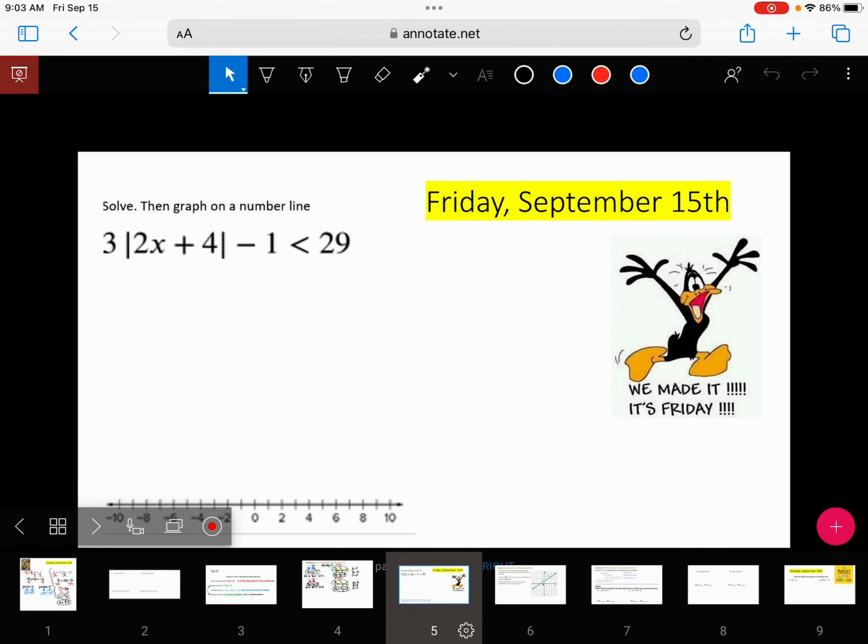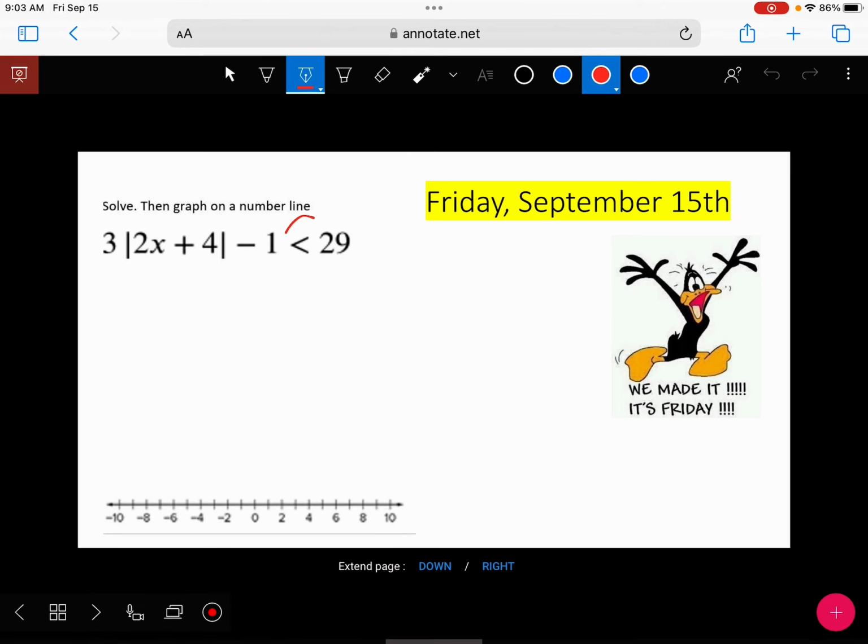What you have to determine first is, is this a greater than or a less than? What kind of inequality do we have here? Less than. So it's a less than, which means our graph is going to fall between.